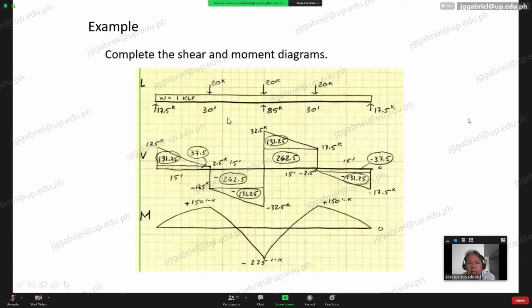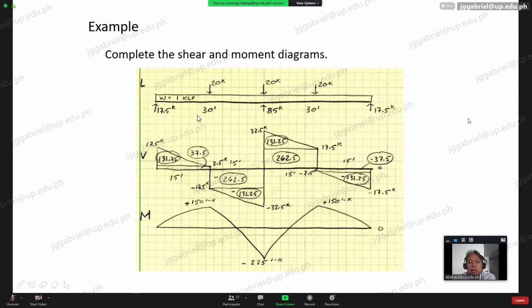And then, so we've determined already, this is R1, this is R2, this is R3. Which has the highest reaction? Of course, yung R2, no? R2 is 85. Ito maliit lang, 17.5, 17.5. So malaki yung dinadala ng R2. Okay? So you have those forces.